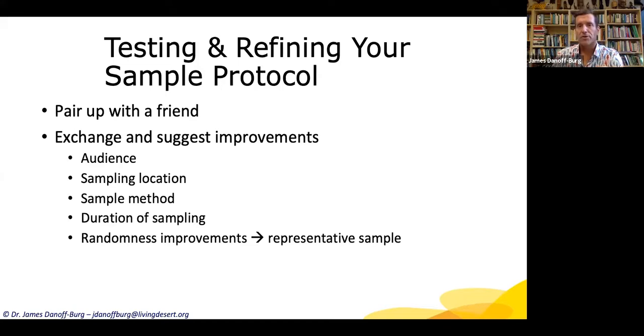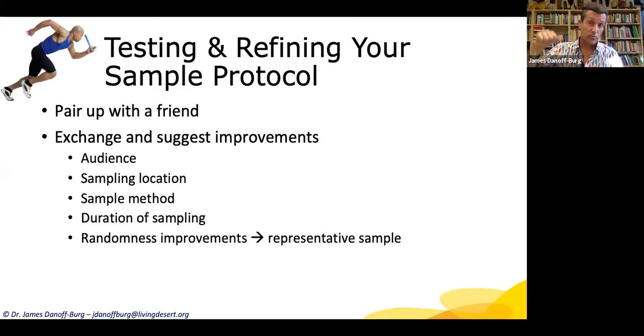Once you have your protocol together, get together with a friend, share your approaches, share your protocols, give each other some suggestions. Think about the audience, think about the sampling methods, think about the location, the duration of sampling. Can you improve or approximate randomness to make it more likely that you will get a representative sample to figure out what the true set of opinions are in your community?